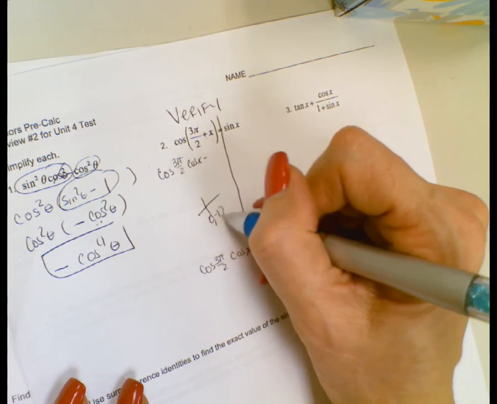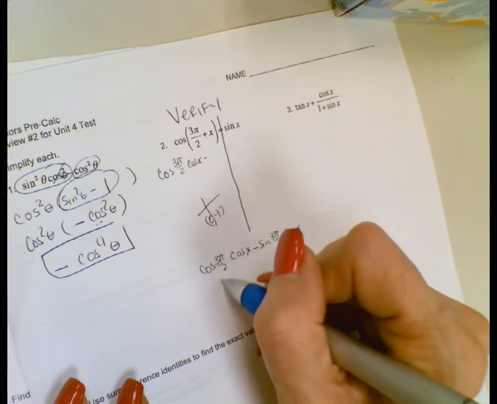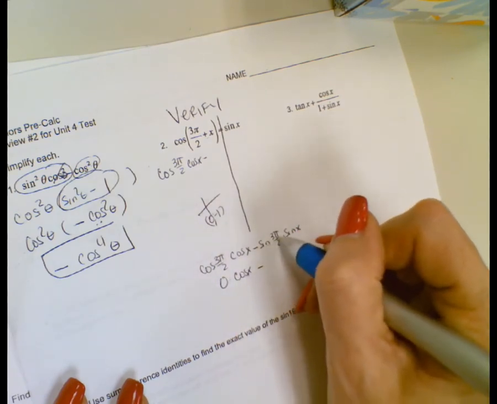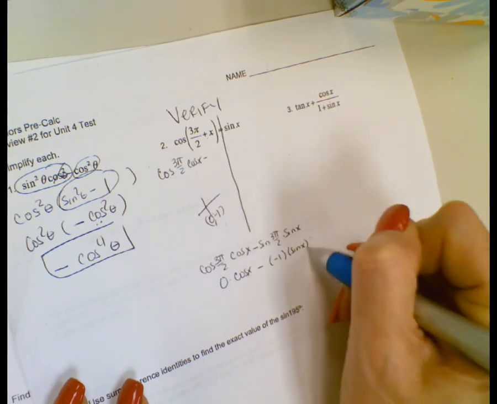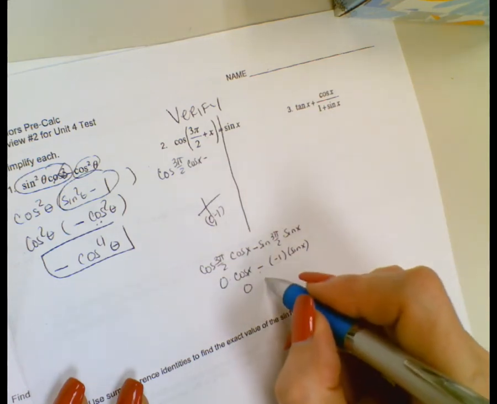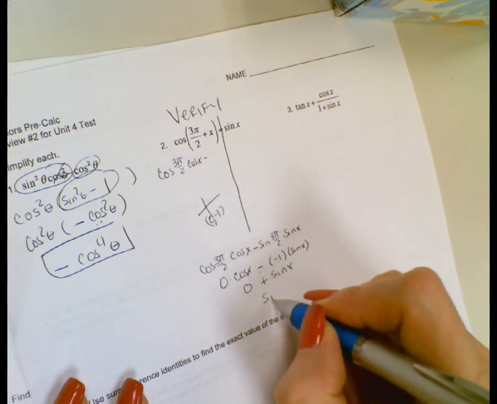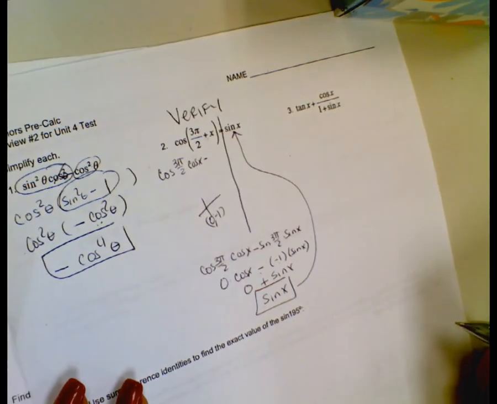So 3 pi over 2, I'll just go here since I have room up here. Here is the ordered pair for 3 pi over 2. It's 270. So cosine of that is 0. Minus sine of 3 pi over 2 is negative 1. 0 times anything is 0. A negative times a negative is a positive, and a 1 times sine x is positive sine x, and you have verified it. That's what you were supposed to get.